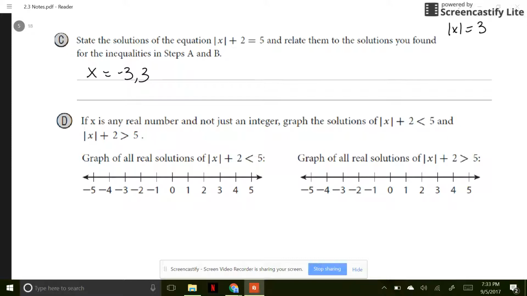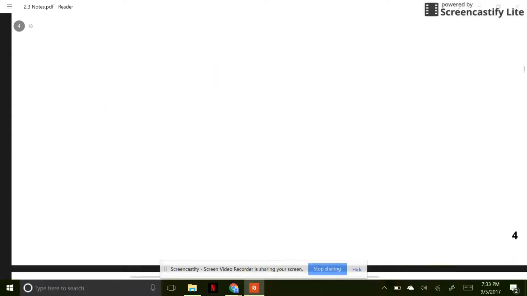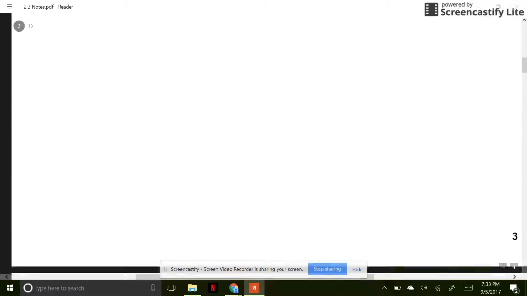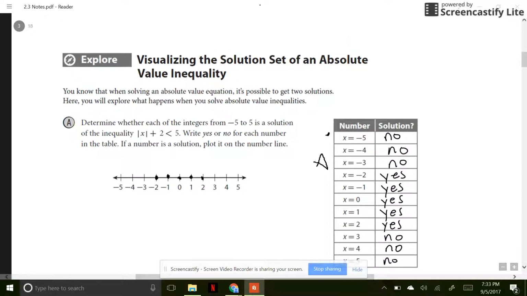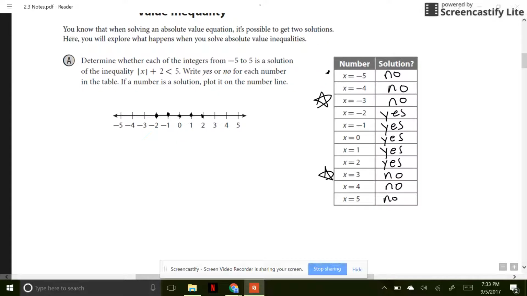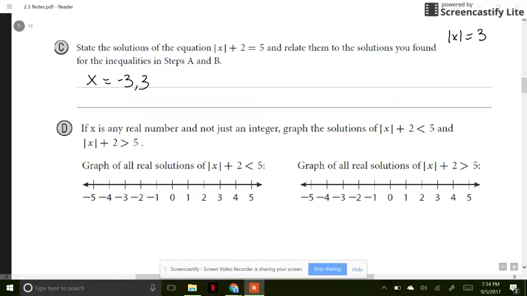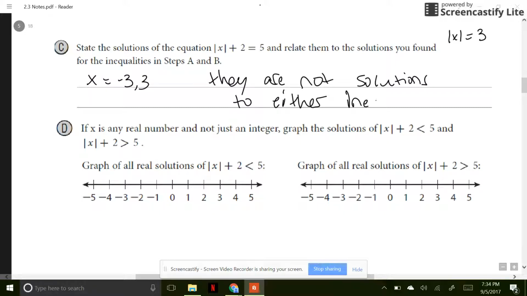So how does that compare to the solutions we found in steps A and B? Well, if you notice, here when we have the -3, +3, not a solution. And as we scroll up here as well, when we had x equals -3 and x equals +3, that was not a solution there either. So when we relate those to the solutions we found before, they're not solutions to either inequality.